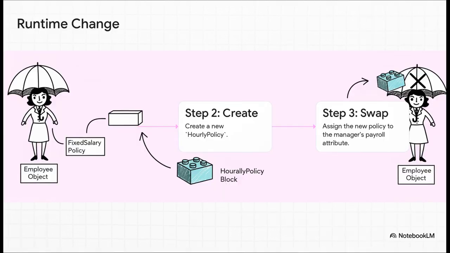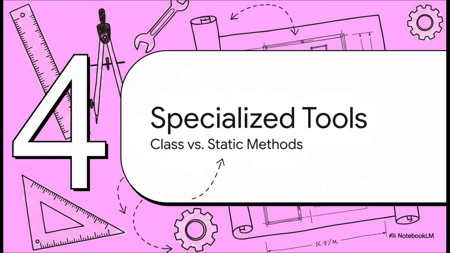Let's look at a really practical example. Say you've got a manager who's on a fixed salary, but they need to switch over to being paid hourly. With composition, it is this simple. You just grab the manager object, you create a new hourly policy Lego block, and then you just swap it into their payroll spot. That's it. The person is still an employee, their identity hasn't changed, but their payroll behavior has been completely transformed, right on the fly.